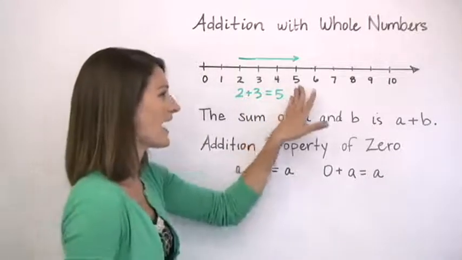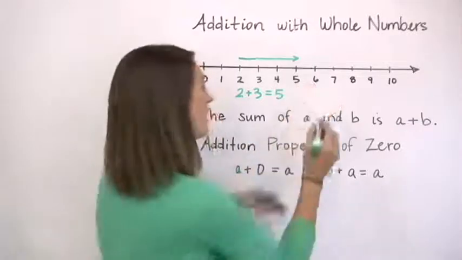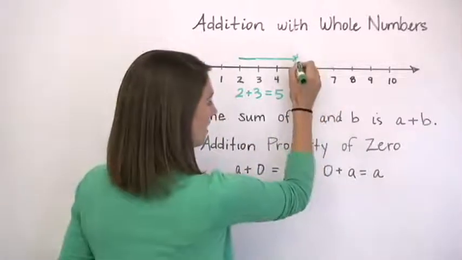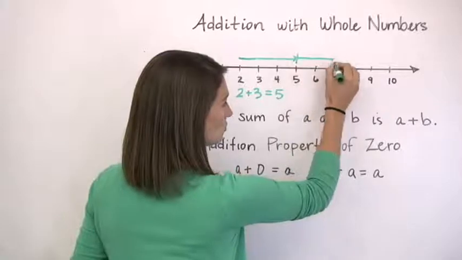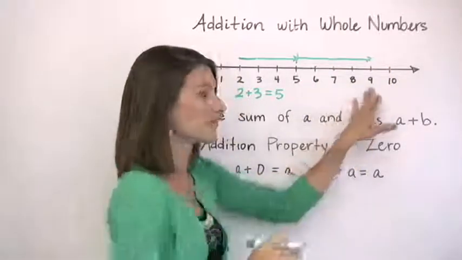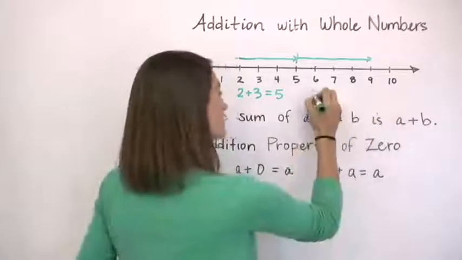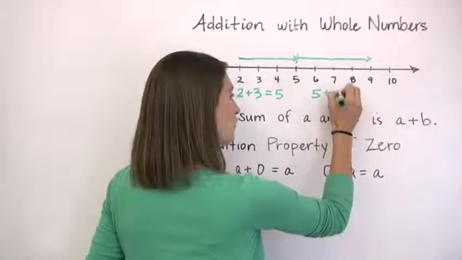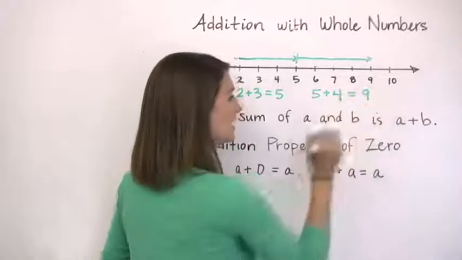So let's say we wanted to add 4 more to this number 5. So we're going to start here again. We're going to move 1, 2, 3, 4 places up the number line. We end up at the number 9. So this represents 5 plus 4 equals 9.